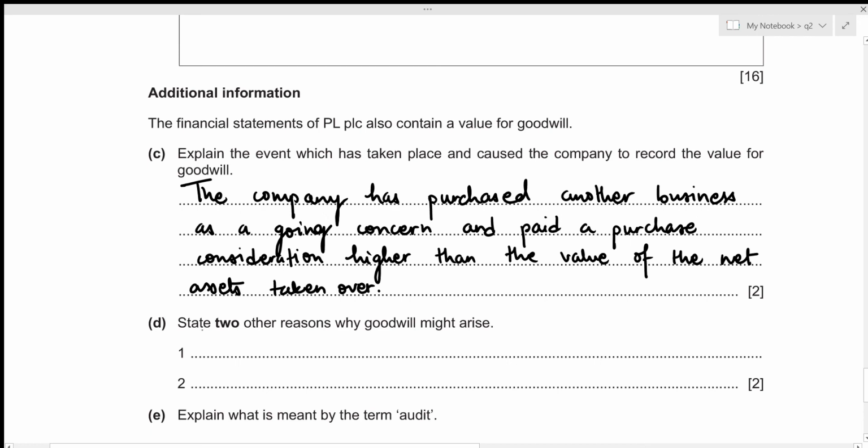We need to state two other reasons why goodwill might arise. So the very first reason for goodwill would be a good reputation of business. Let's write it down. And secondly, it could be good customer base as well, because if your customer is speaking good things about you, then that definitely increases your reputation among the customer base, right? Let's write it down. Good customer base. Okay, now this concludes the fourth part of this question. Now we can move towards the fifth one.